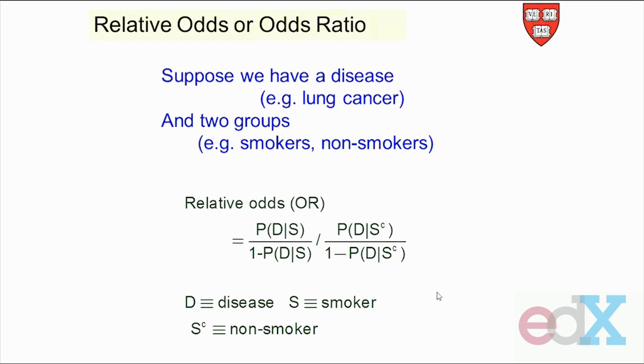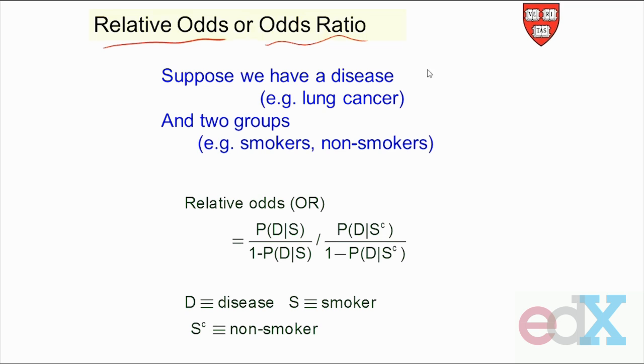Okay, now here is the real strength of the odds. The real strength of the odds is when you look at the odds ratio or relative odds. And this is what happens. Now I'm going to recall Bayes' theorem. So if you want to go back and take a look at Bayes' theorem and remind yourself of what it is. But here we go again.